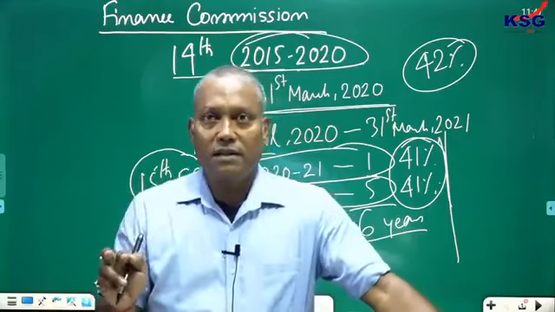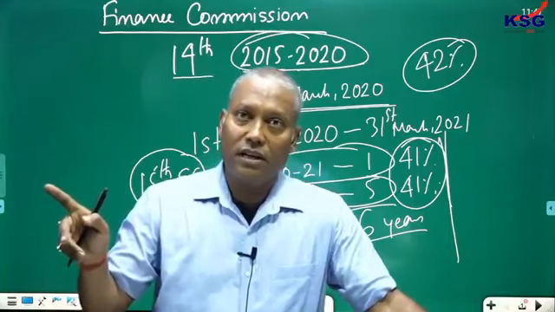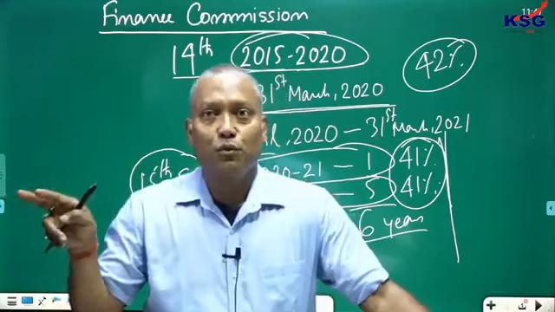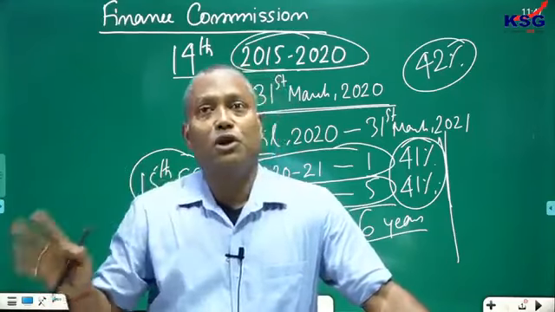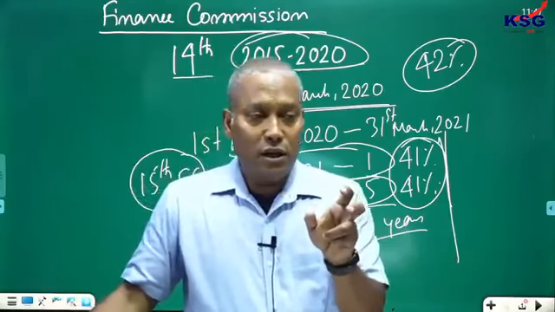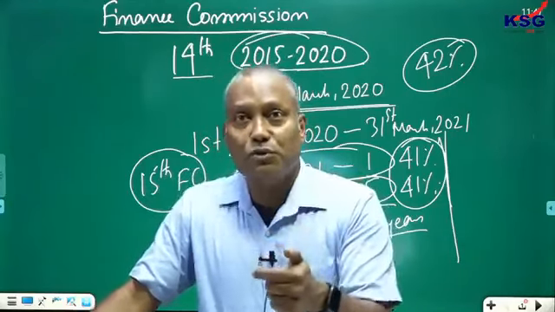Jammu and Kashmir and Ladakh, J&K and Ladakh. Okay, so these two are the UTs, one having its own legislature, but one without a legislature. But these two are the UTs. So the Finance Commission recommended 1% more to these UTs.